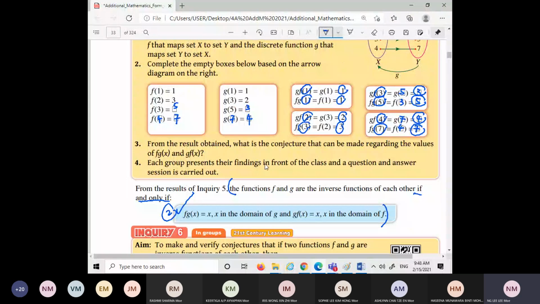So for the second property, you can write this. If you feel this is hard to understand, you can write fg(x) is equal to gf(x) is equal to x. You can replace this with this. You just start with: the functions f and g are inverse functions of each other if and only if fg(x) equals gf(x) equals x. I think this one is easier to understand. So this is the second property.